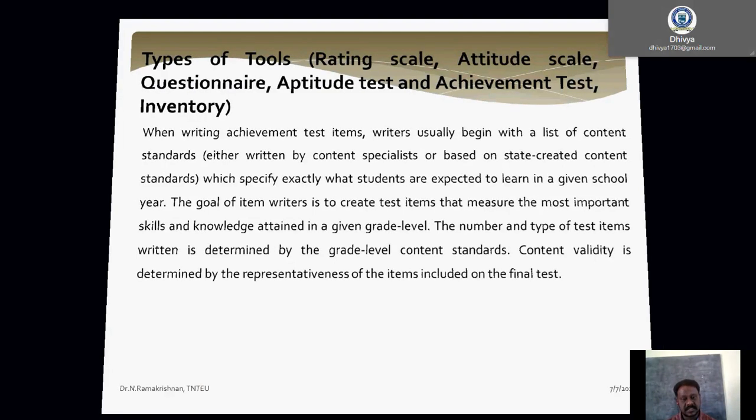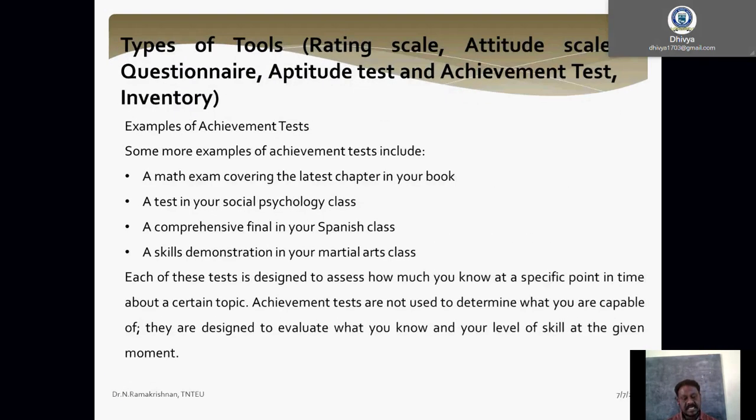Some more example tests include a math exam covering the latest chapter in your book, a test in your social psychology class, a comprehensive final in your Spanish class, a skills demonstration in your martial arts class. Each of these tests is designed to assess how much you know at a specific point in time about a certain topic. Achievement tests are not used to determine what you are capable of. They are designed to evaluate what you know and your level of skill at the given moment.